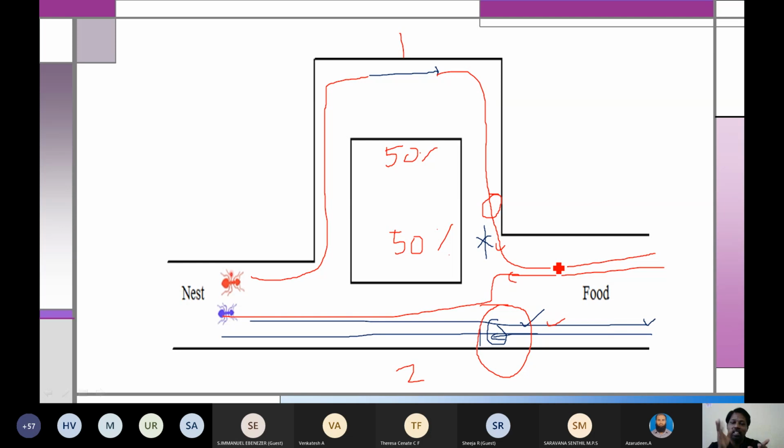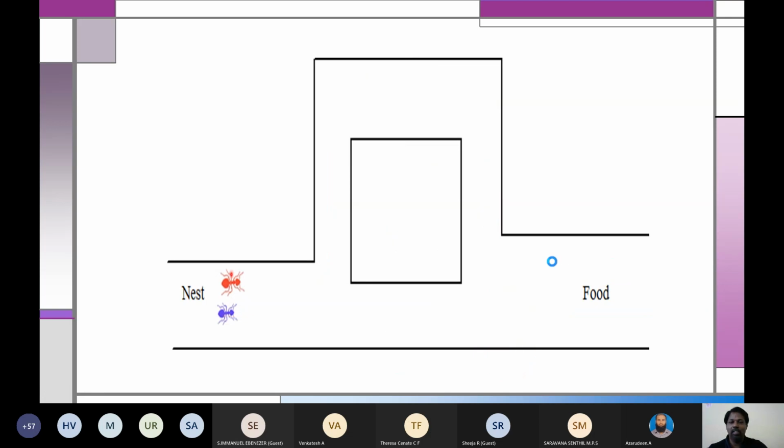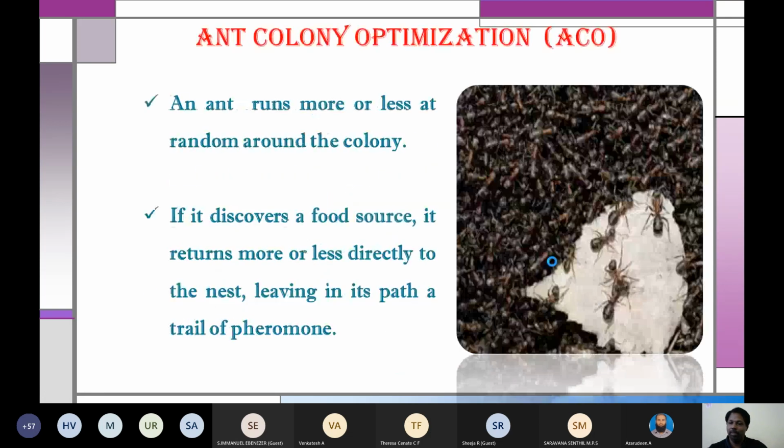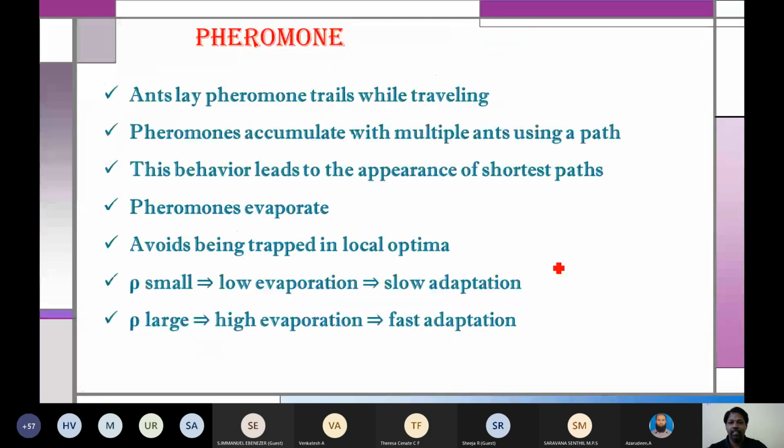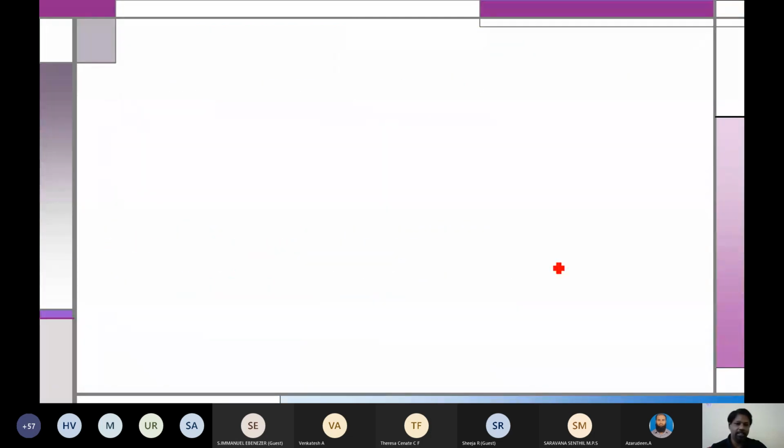So the same analogy is used in ant colony optimization. This is how ants are identifying the shortest path. And with some numericals, let me tell you how this is implemented. This I'll take later. Let me tell you how it is implemented. Any other questions here? Okay, so this is just an example.